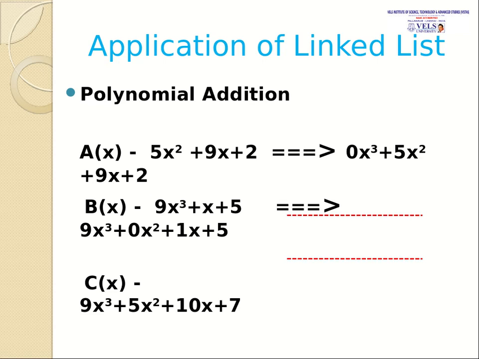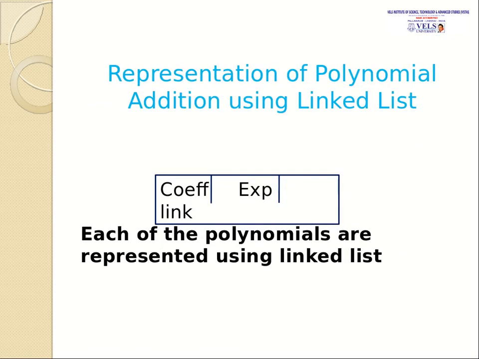In the linked list, for polynomial addition, the node is divided into three parts: the coefficient part, the exponent part and the link part. So we have these three things.